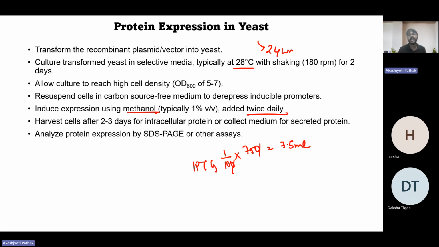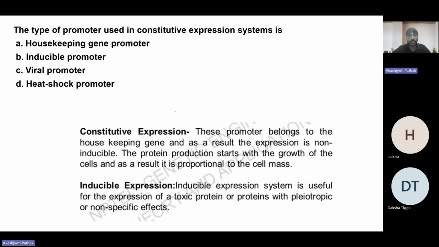For yeast, we keep it at 28 degrees Celsius with shaking for 2 days. You need to allow the culture to grow for 2 days, while for bacteria, growing it for 2 to 3 hours is enough to make your bacteria go to the log phase. The rest of the steps are the same. Once the OD has reached 5 to 7, you will add methanol and induce the culture to produce protein. Then once your protein is expressed, you will go for sonication or treat it with enzyme, and then you can run it on a gel and check how much protein has expressed.